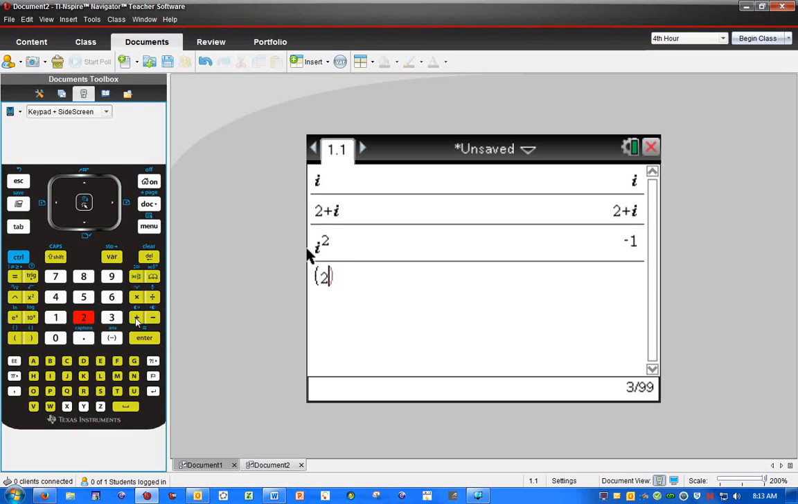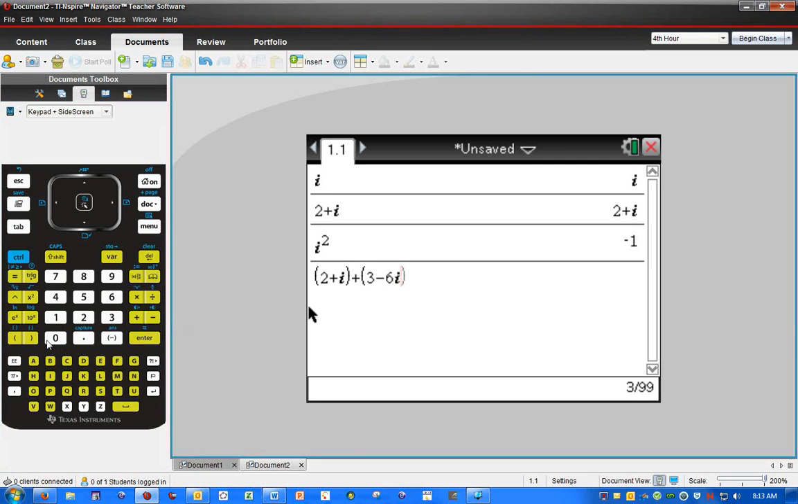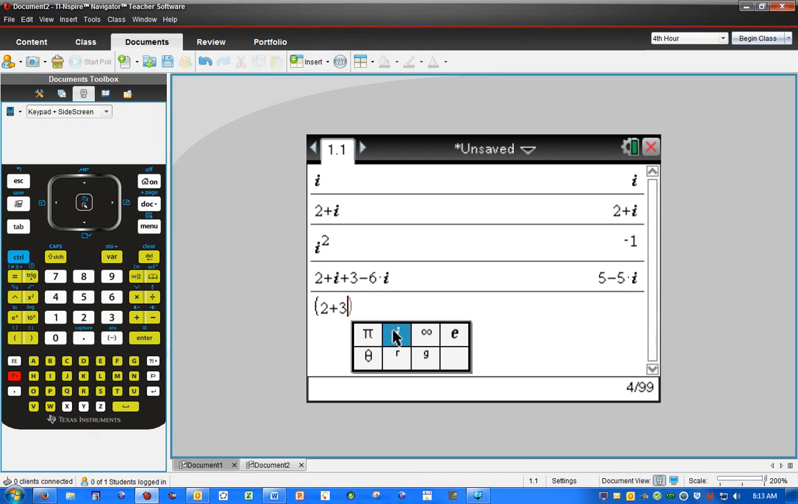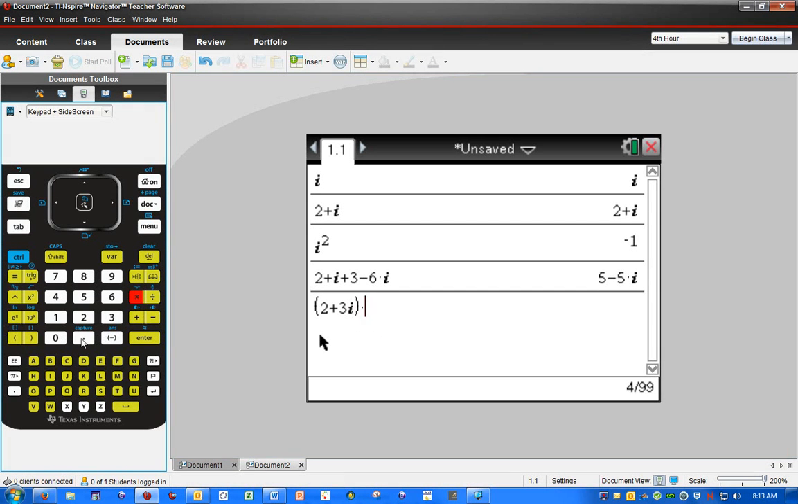If you have 2 plus i plus 3 minus 6i, it'll give you your answer. If you wanted to multiply them, 2 plus 3i times 5 minus 4i, it'll multiply them, and you'll get your answer.